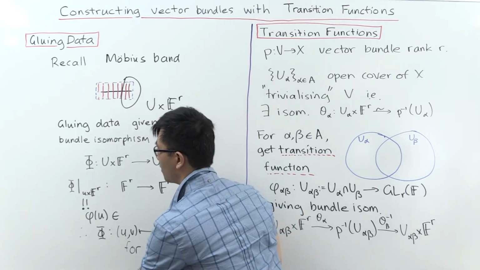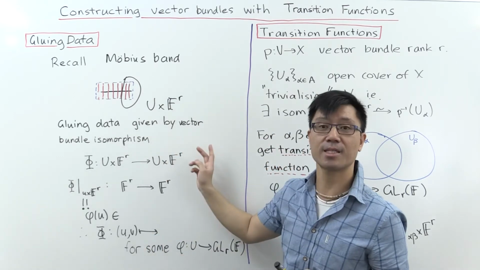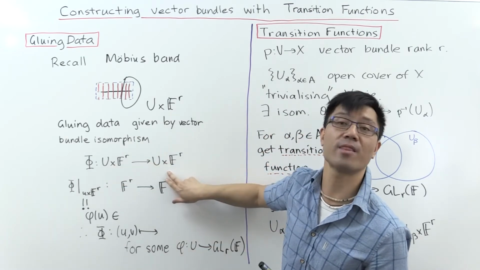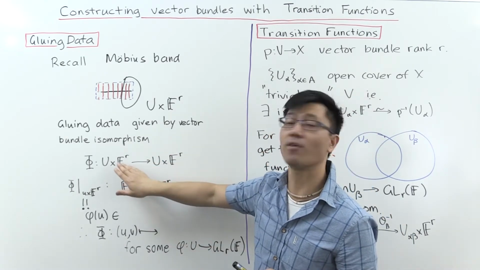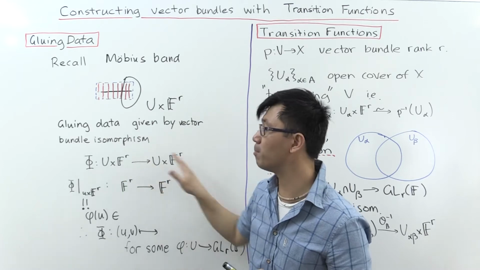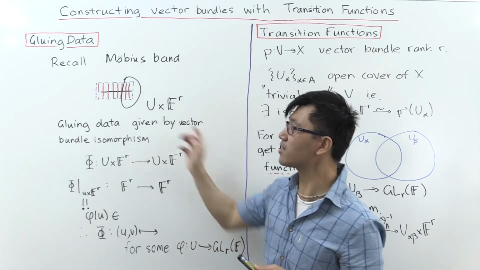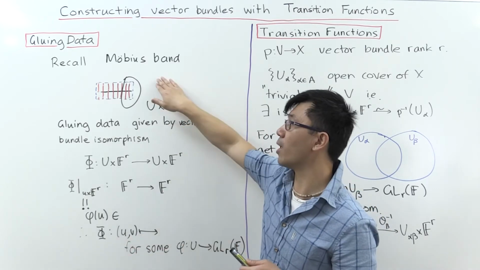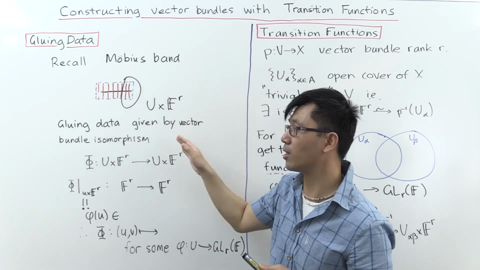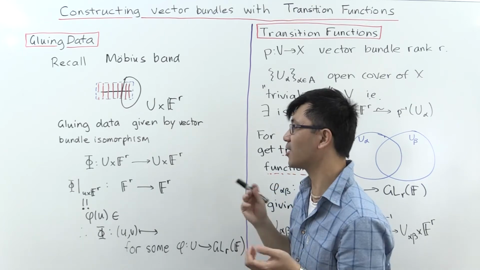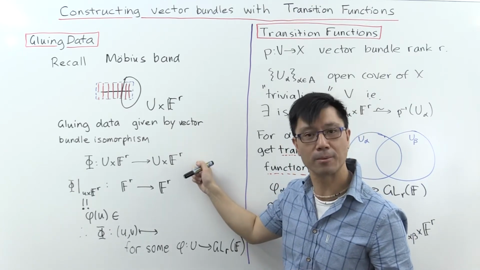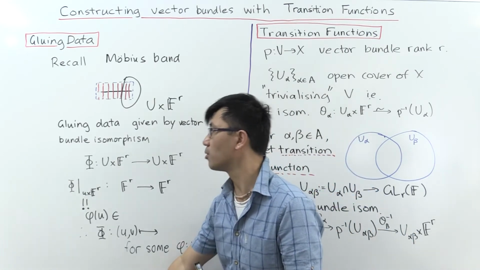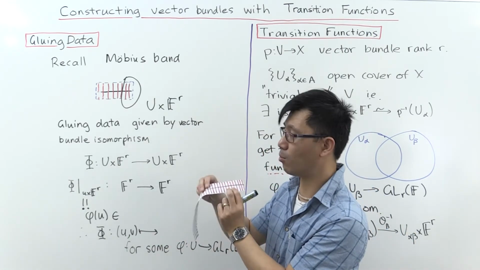So what does that actually mean? That means that you'll have two copies of U cross F^R, one on one strip, one on another strip, and you need to have some sort of vector bundle isomorphism between these two. And that's the gluing data that's required for you to glue one strip to another, in this case, and more generally construct vector bundles. Okay, so let's see what this gluing data really amounts to. Okay, so remember what you want to do. Okay, this is a vector bundle isomorphism.